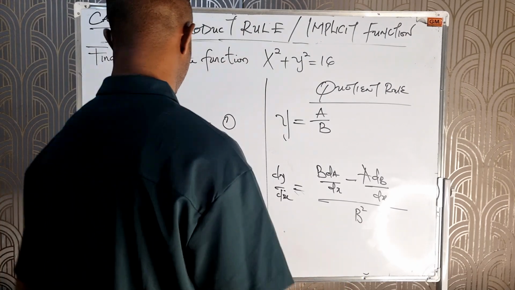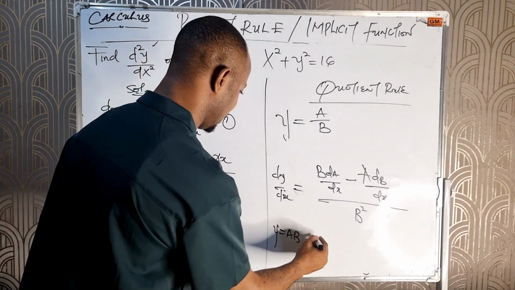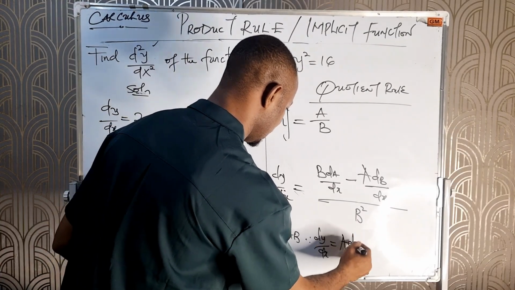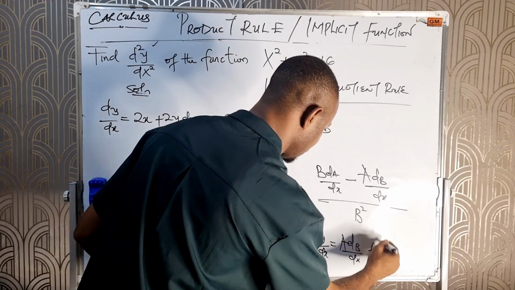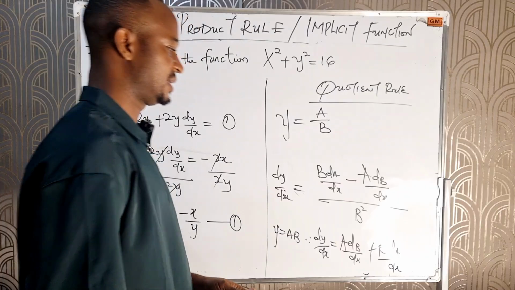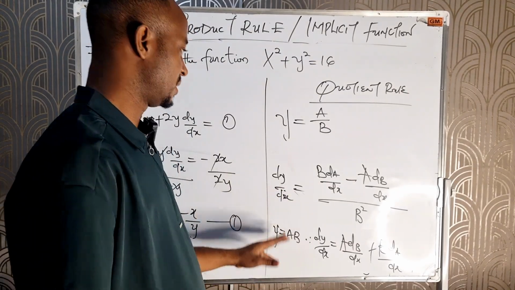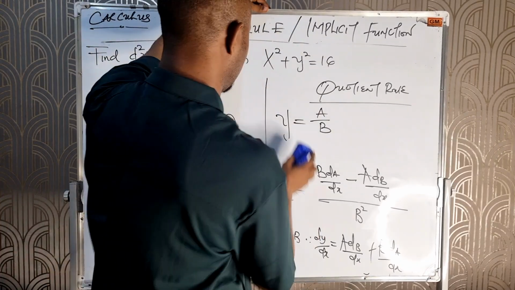But in products, if I have y equals ab, then dy/dx will give us: we keep a constant, differentiate b, we have db/dx, plus keep b constant, differentiate a, da/dx. Are you seeing that the quotient rule and the product rule are not the same? They are totally different from each other. So just take note of this. So let's apply the rule here.